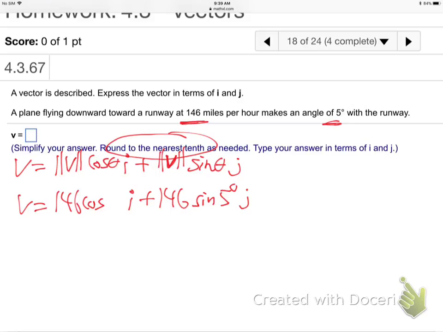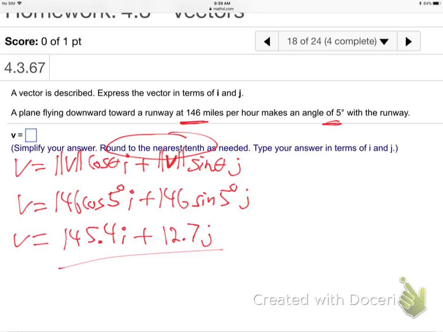This is a 5. My 5s look a little funny. Tenth. So 145.4 I and 12.7 J. Guys getting that? There is the vector. Easy enough to convert. So just put that little formula on your 3x5 card for the test next Wednesday.